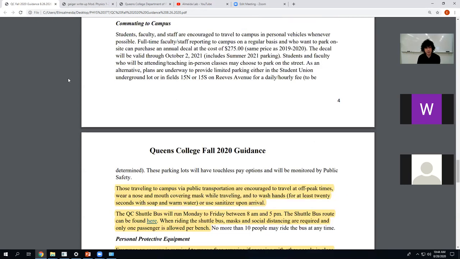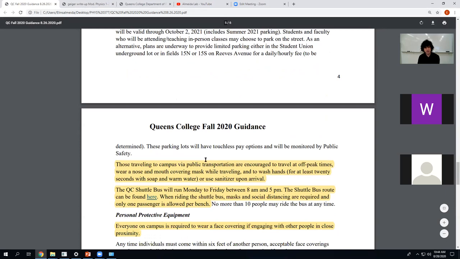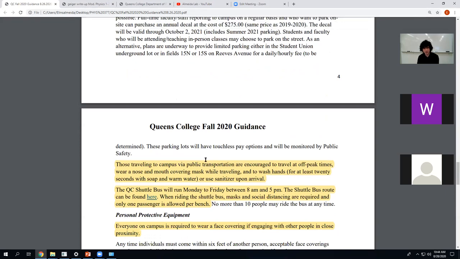So also commuting to campus. For those traveling to campus by public transportation, you are encouraged to travel off-peak times, wear nose and mouth covering masks while traveling, and wash hands for at least 20 seconds with soap and warm water, or use sanitizer upon arrival. I actually do both.